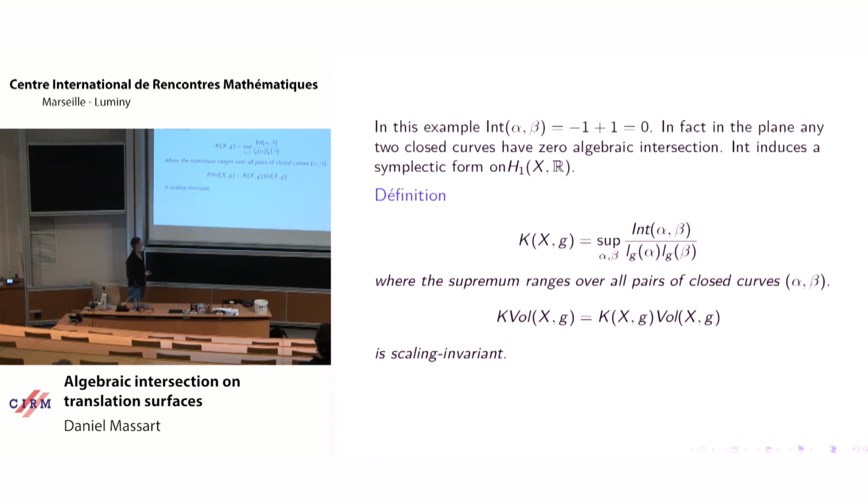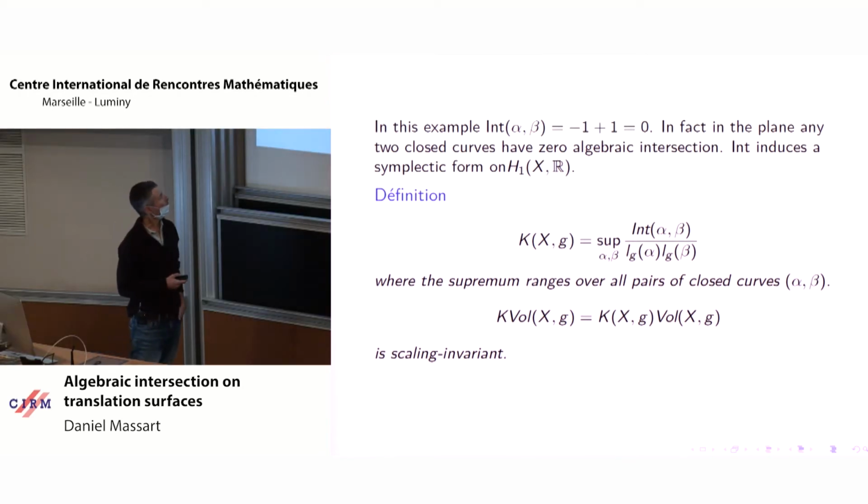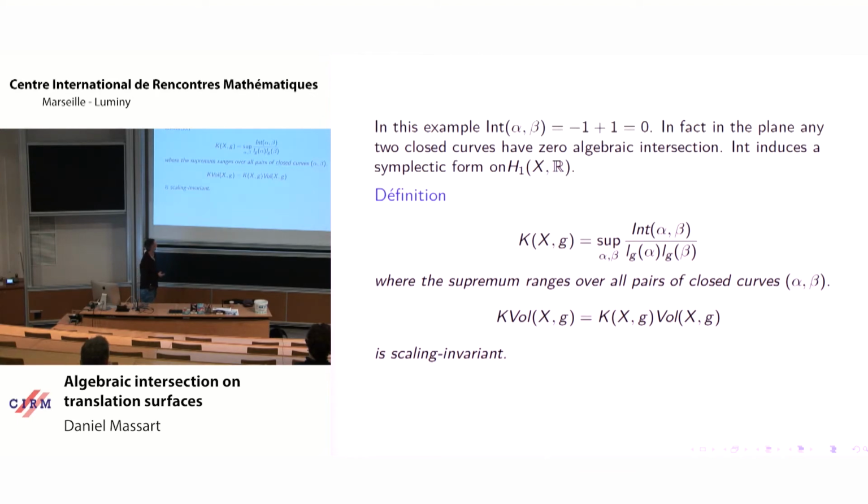And I'm interested in the following quantity. I take the supremum of the algebraic intersection of alpha and beta over all pairs of closed curves alpha and beta divided by the product of the lengths. This gives me some quantity which only depends on the surface and the metric. And to make it invariant under dilation, I multiply by the volume. So for those of you who know the systolic volume, it's a bit like a tame cousin of the systolic volume.